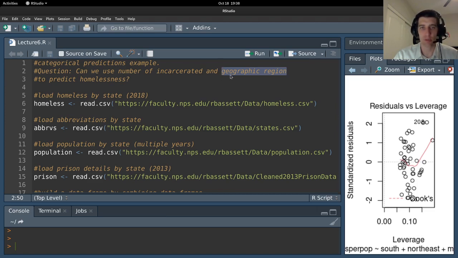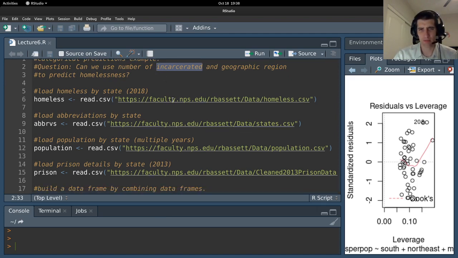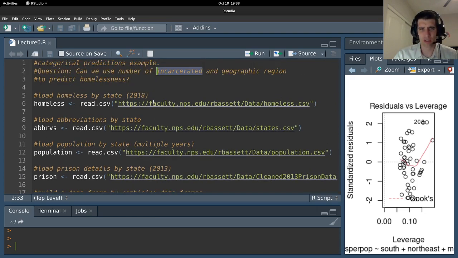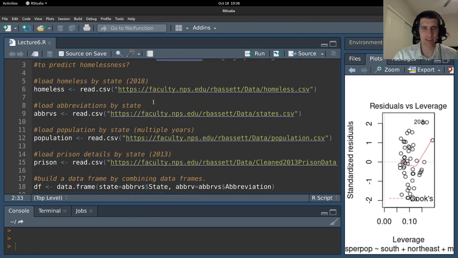I'm going to build a few linear models, and what I want to know is, is incarceration rate useful as a predictor? Okay, so a lot of this code is just sort of messy data cleaning.